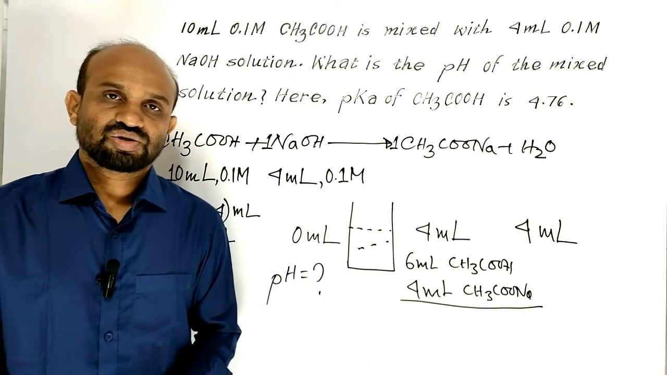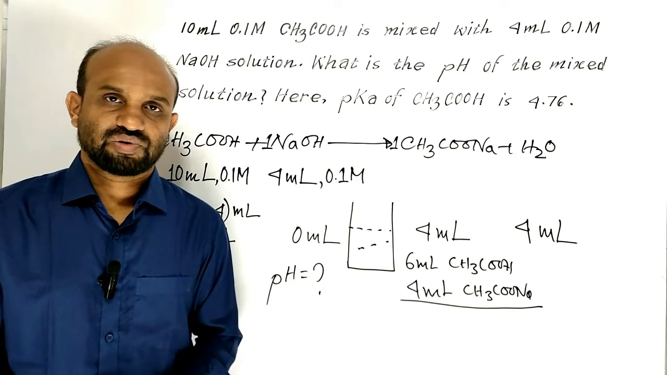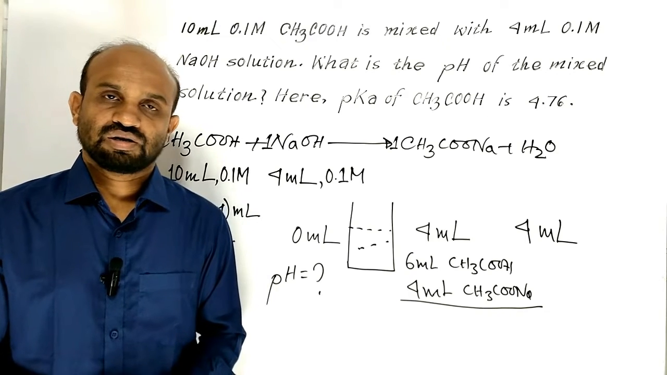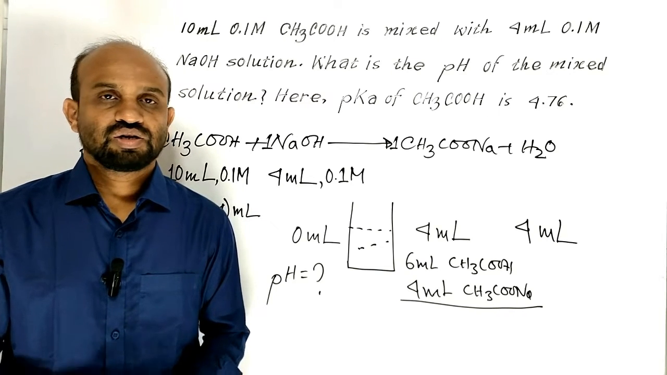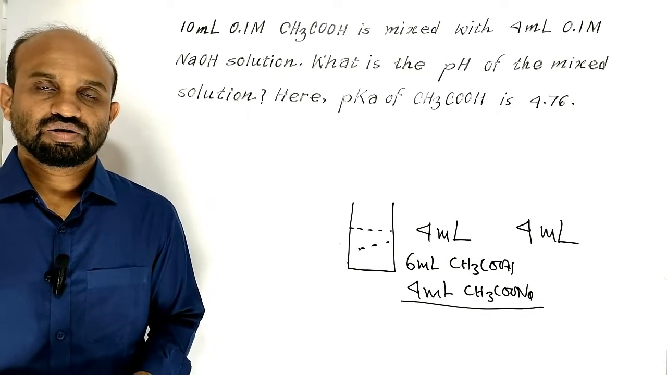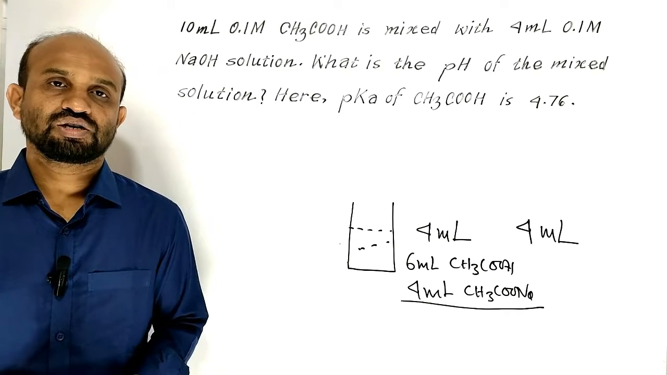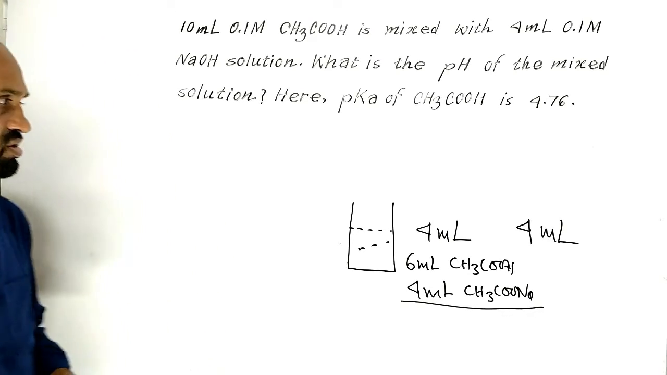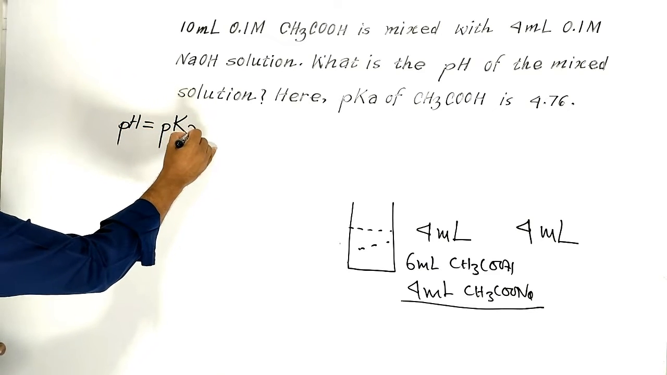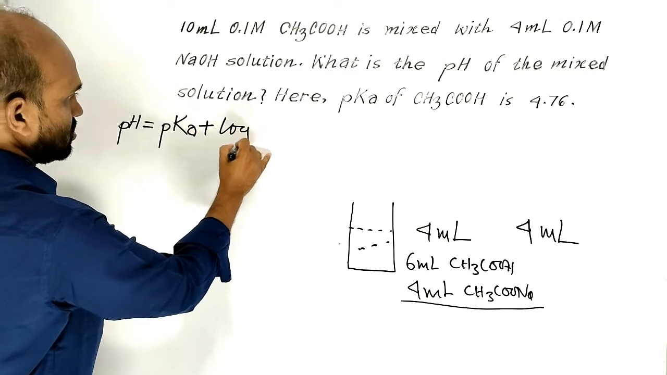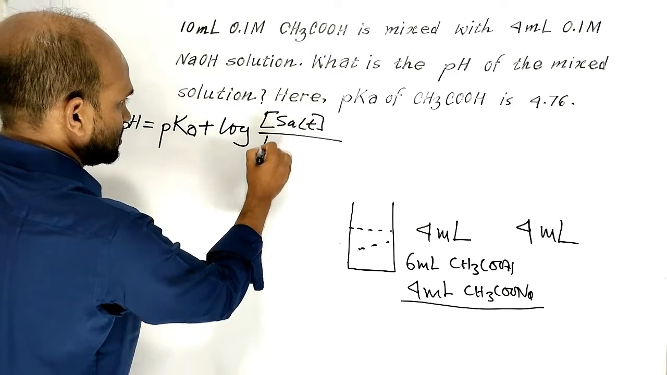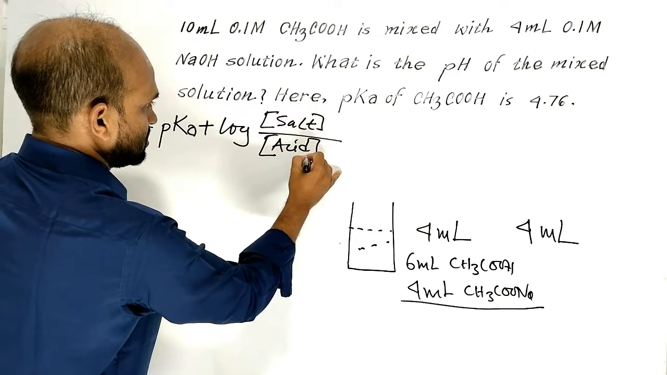We know Henderson-Hasselbalch equation for acidic buffer solution to calculate pH. Now let's write Henderson-Hasselbalch equation for calculating pH of buffer solution. Let's write the equation. pH is equal to pKa plus log concentration of salt divided by concentration of acid.